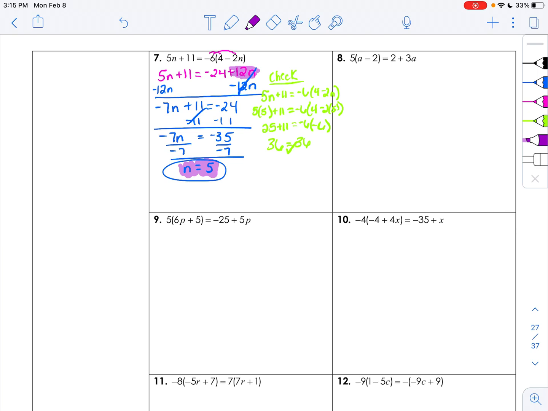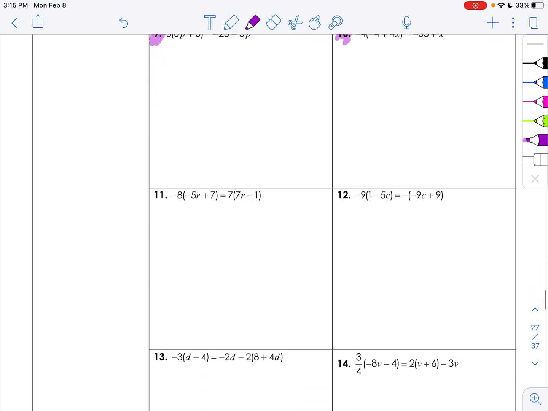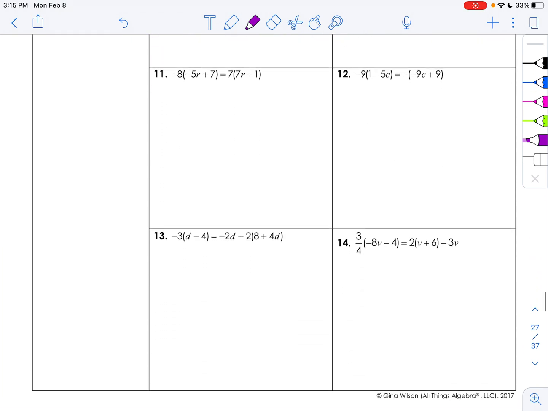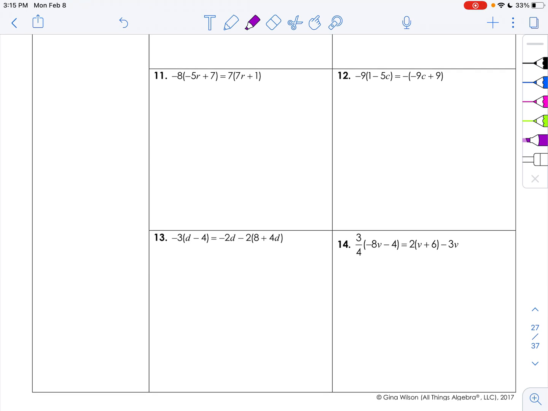Go ahead and highlight number 8, 9, and 10. And let's take a look at number 11. So number 11, you can see we do have parentheses, so we are going to distribute. On this one, we're going to have to distribute twice. So we're going to distribute negative 8 to that first set and 7 to the second set. So when I distribute, I get 40r minus 56 equals 49r plus 7.